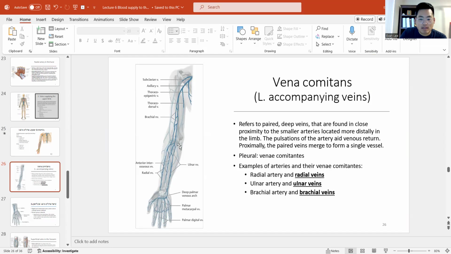So these, once again, are deep veins. These will typically not be seen very well from the superficial or the skin. In this case, these are going to be following the arteries, though. So radial and ulnar vein in the forearm, they join together to form brachial vein.